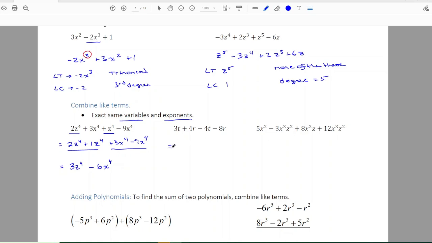All right, let's look at the next one. For this one, I have a 3t and I'm taking away a 4t. So I have negative 1t, and I don't need to write the 1. And then I have 4r's and I'm taking away 8r's. So I have minus 4r's.